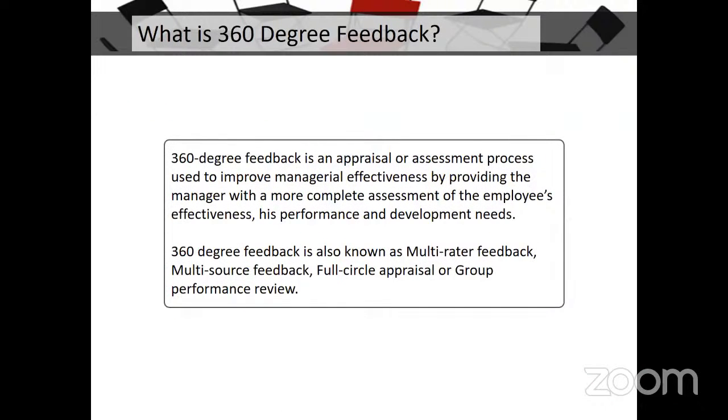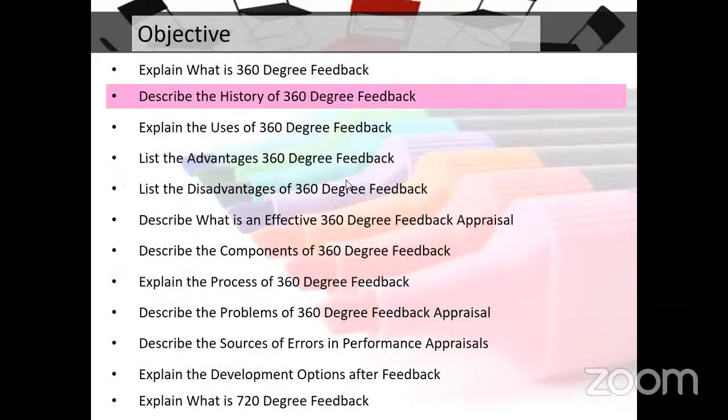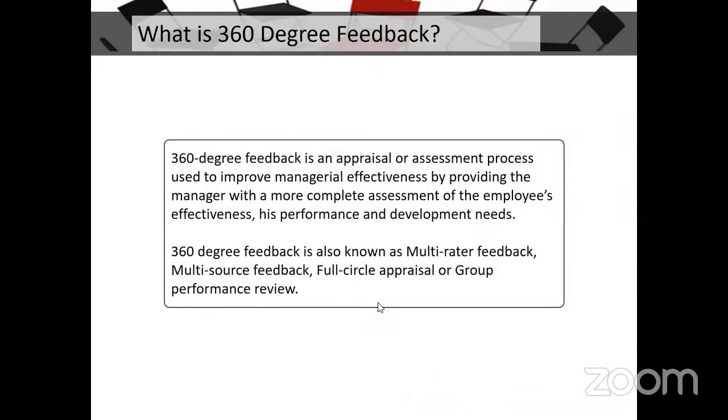So the 360-degree feedback is an appraisal or assessment process used to improve managerial effectiveness by providing the manager with a more complete assessment of the employee's effectiveness, performance, and development needs. Key: effectiveness, performance, and development needs. It's also known as multi-rater feedback, multi-source feedback, full cycle appraisal, or group performance review. So in summary, that is all 360 is about.